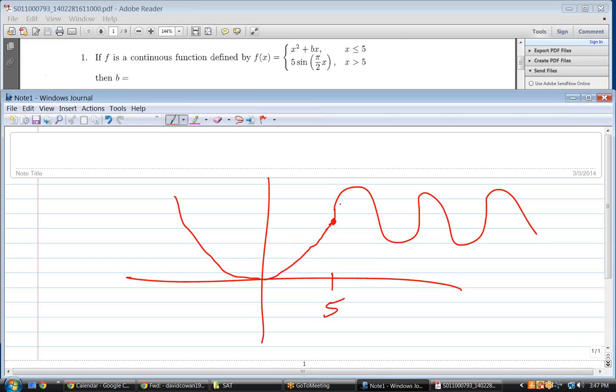So it's not some crazy function where these things intersect. In other words, we can't really have them do that, because then it's no longer a function. Yeah. So they have to meet at that point. So in other words, x squared plus bx has to equal 5 sine of pi over 2x when x equals 5. So if we do the math, what do we get?